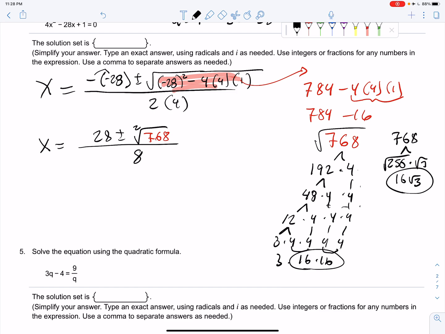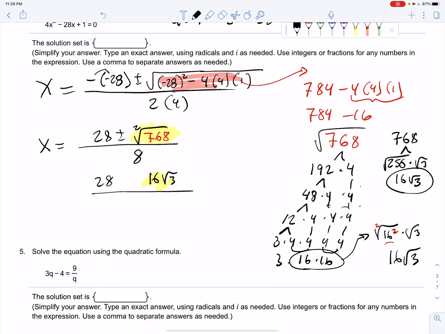So if I just take a look at this, if it was 16 squared times root 3, well, whenever the power matches the index, out comes that base of 16, so that's just going to be 16 root 3. That was a lot of work, but because I was trying to explain things too. The square root of 768 just simplifies down to 16 root 3. So now we've got 28 plus or minus 16 root 3 all over 8.